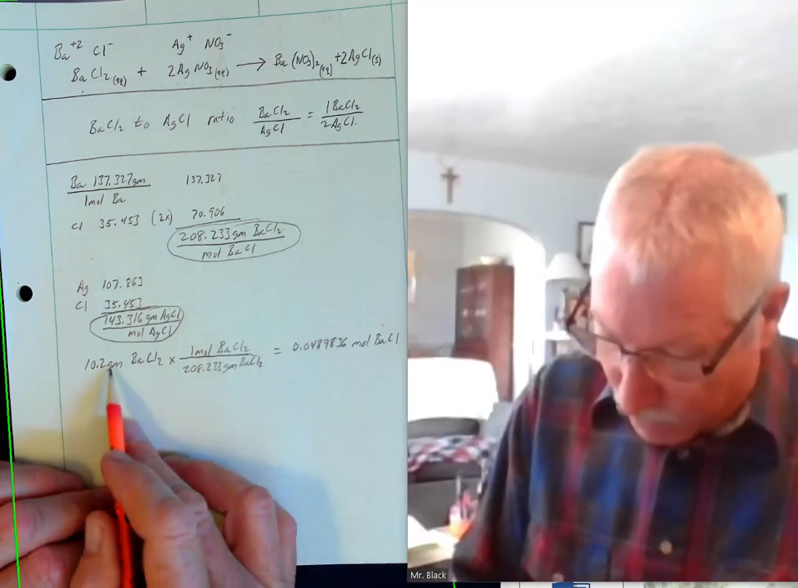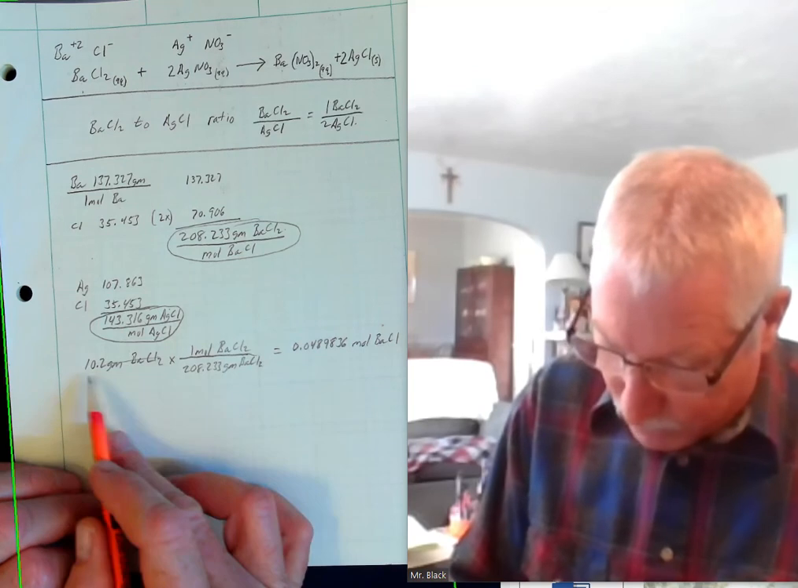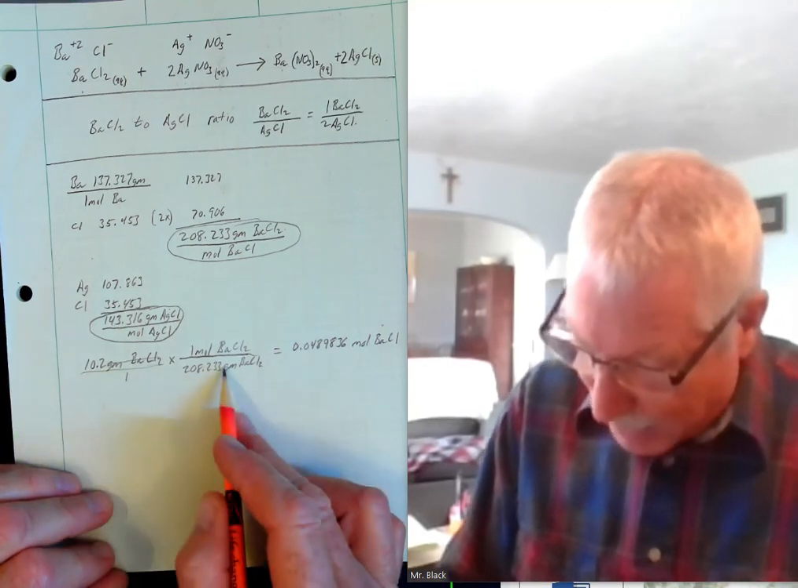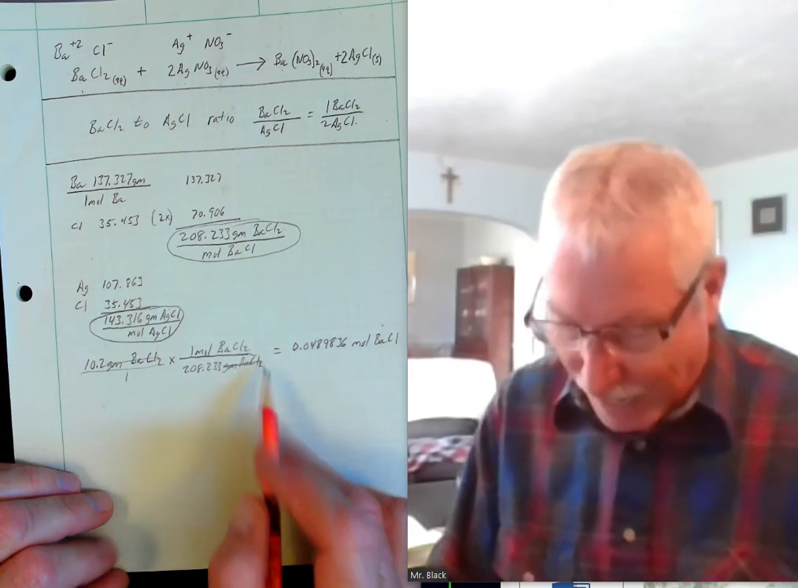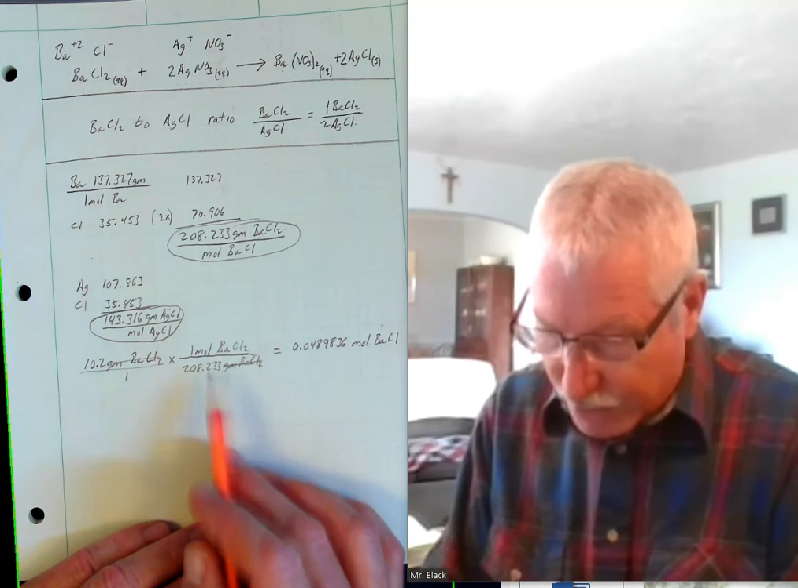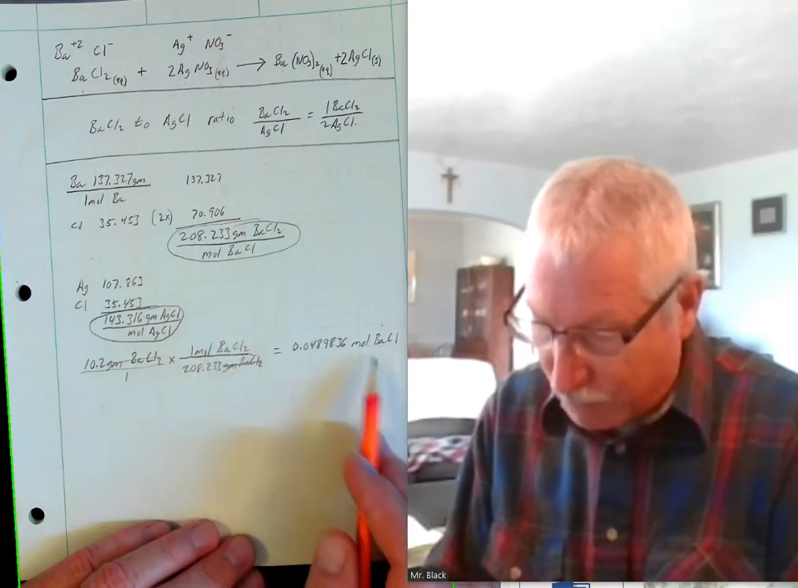Remember that what I have over here, we can always think of a number by itself as being over 1, so it'd be in the numerator, and whatever's in the denominator will more or less cancel each other out. So the only unit I have left then is moles barium chloride.